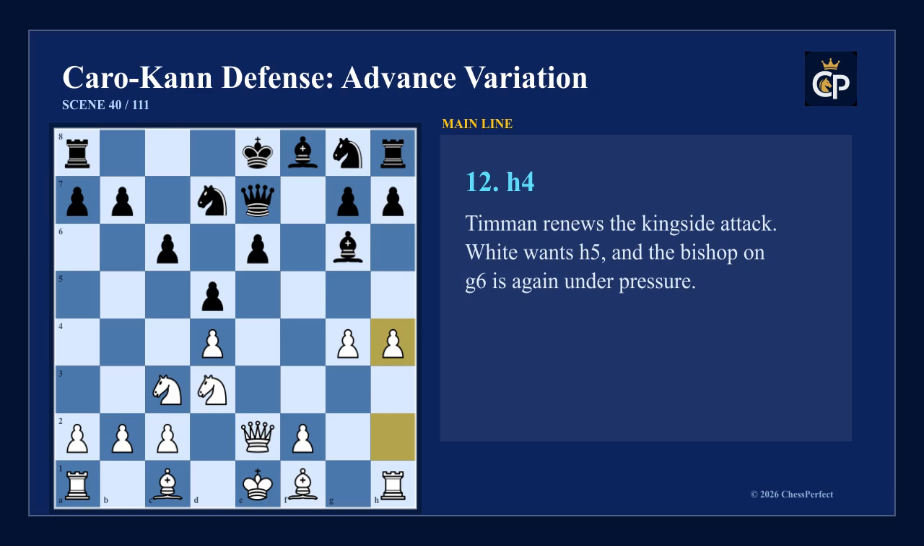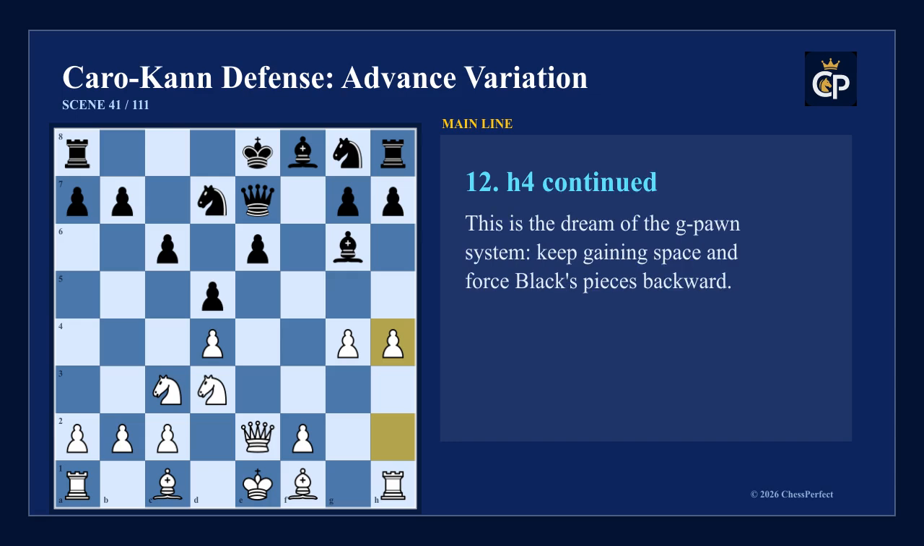h4. Timman renews the kingside attack. White wants h5, and the bishop on g6 is again under pressure. This is the dream of the g-pawn system, keep gaining space and force black's pieces backward.